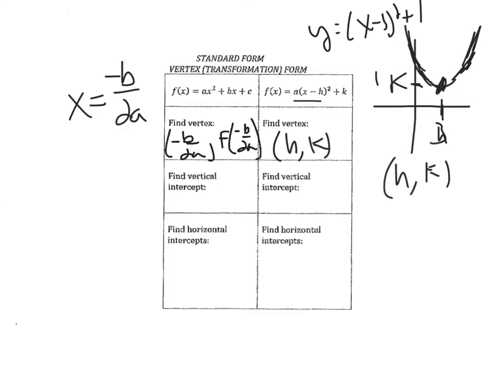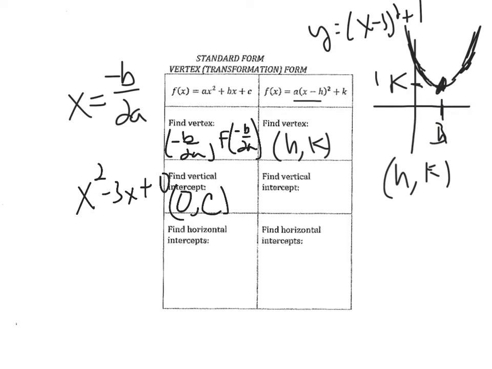The vertical intercept is going to be (0, c). If the equation has a c term, that's what it'll be. An example where it's not like that: if I have x squared minus 3x plus nothing, well, c is going to be 0. So the y-intercept, the vertical intercept, would be (0, 0), the origin.